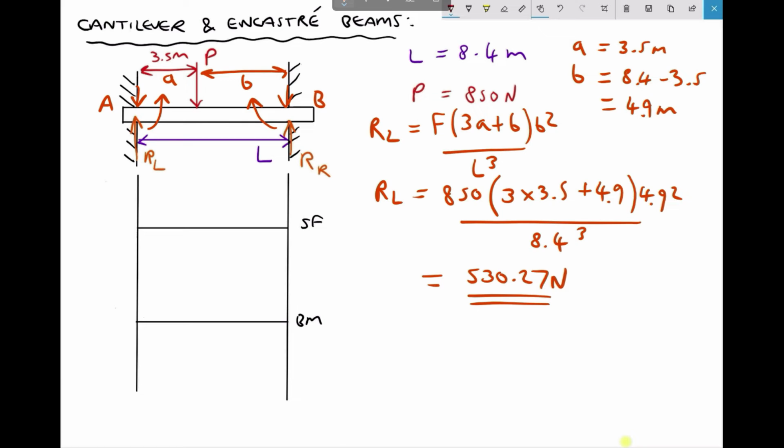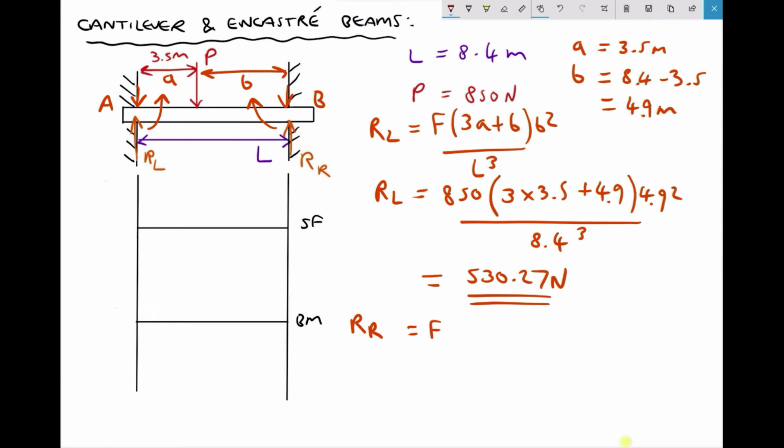530.27 newtons. Now, when we rewrite this for our right-hand support, we need to ensure that we substitute A's for B's to ensure we're accurately calculating the support reaction. Now, these two equations for RL and RR, or interchangeably RA and RB, can be found on the equations and information sheet. But let's work this for RR.